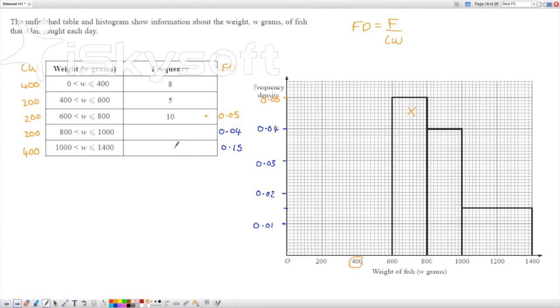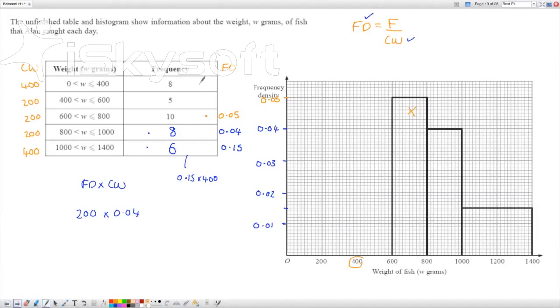Now we can use these to work backwards. If we've got the frequency density and we've got the class width, to find these 2 values here, we're going to multiply the frequency density by the class width. So our first one, we have 200 multiplied by 0.04, which gives us our frequency of 8. Then for here, frequency density 0.15 times 400 gives us our frequency of 6.